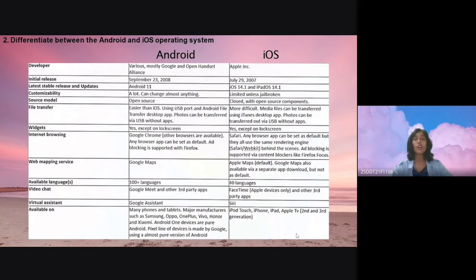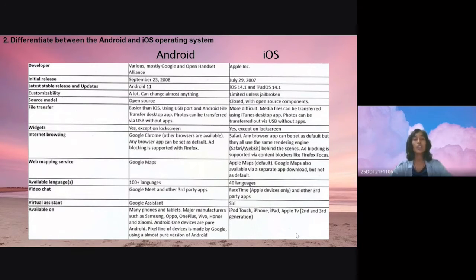The internet browsing for iOS is Safari. Any browser app can be set as default, but they all use the same rendering engine, Safari or WebKit, behind the scenes. Ad blocking is supported via content blockers like Firefox Focus. The web mapping service for Android is Google Maps. The web mapping service for iOS is Apple Maps as the default. Google Maps is also available via a separate app download, but not as default.